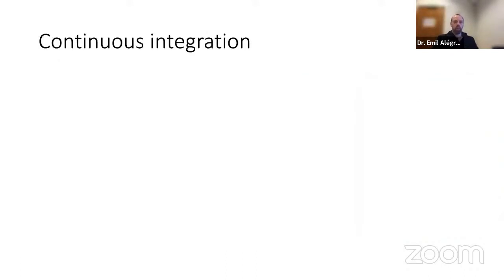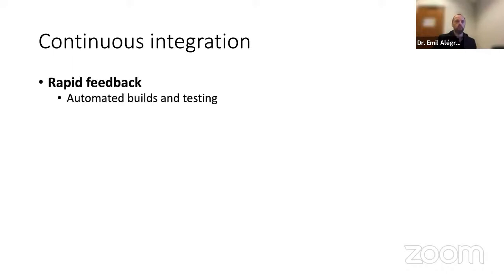Then I want to finish off with a little bit about continuous integration, because the automated testing I've been talking about is currently part of modern development techniques such as agile software testing and also continuous integration. So what is the core purpose of continuous integration? Well, it is to get rapid feedback about the system that we're developing.